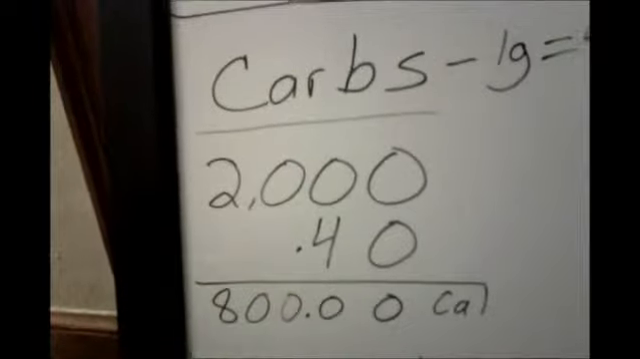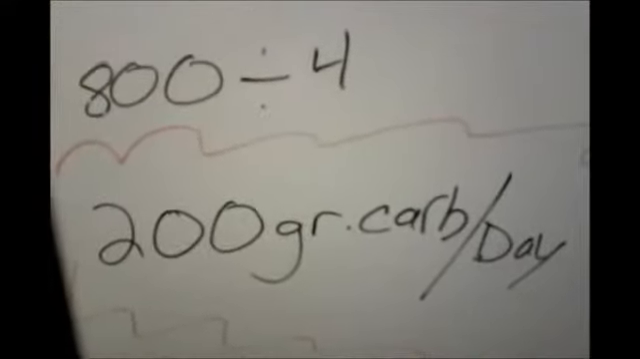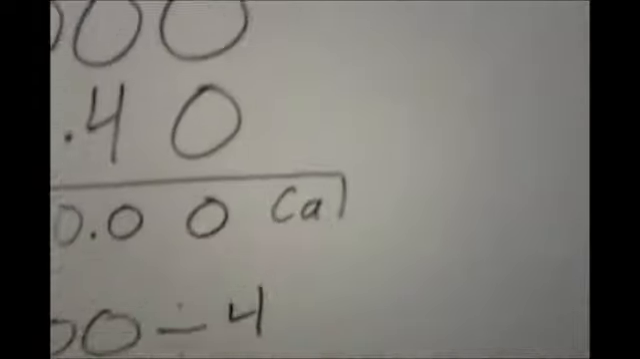Now, how do you figure out how many grams that is per day? Well, 1 gram of carbohydrates equals 4 calories. So we divide 800 by 4, and we come up with a total of 200 grams of carbohydrates per day. So let's move on to proteins now.